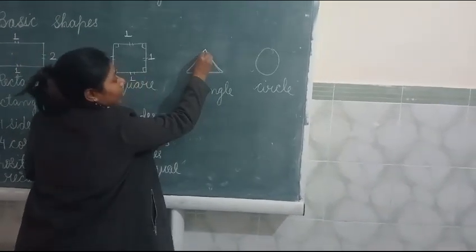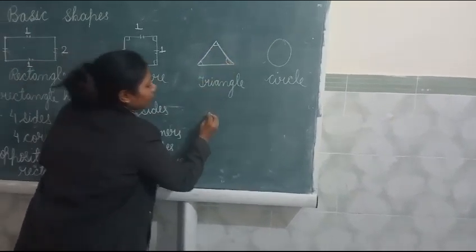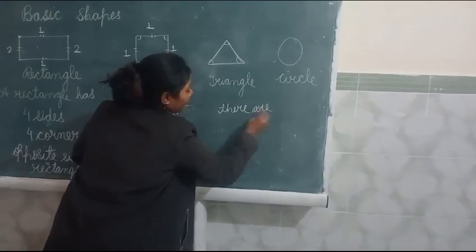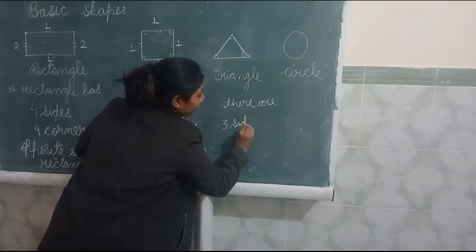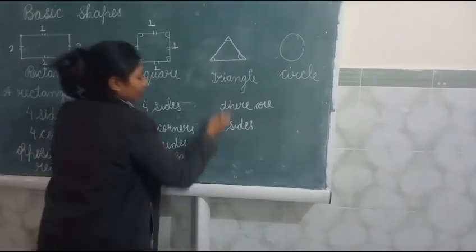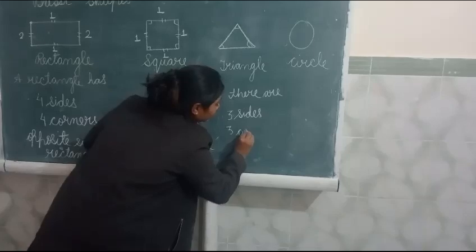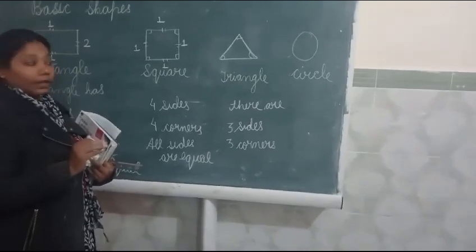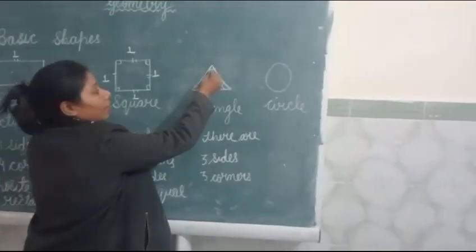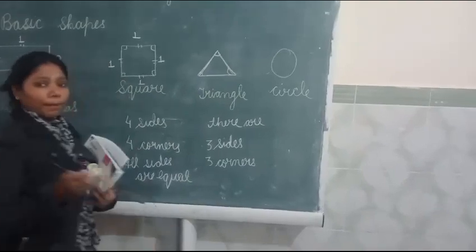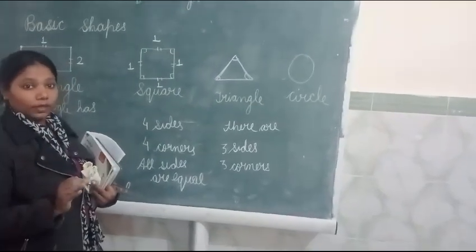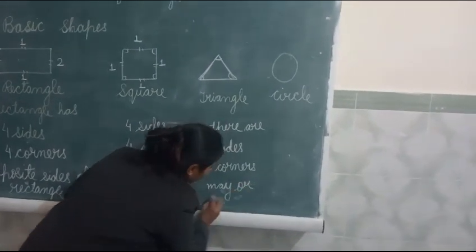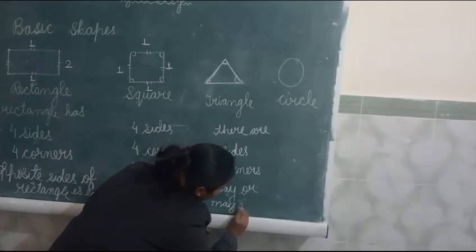Now third is your triangle. A triangle has 3 sides: 1, 2 and 3. There are 3 sides and 3 corners. The lengths of a triangle may or may not be equal.